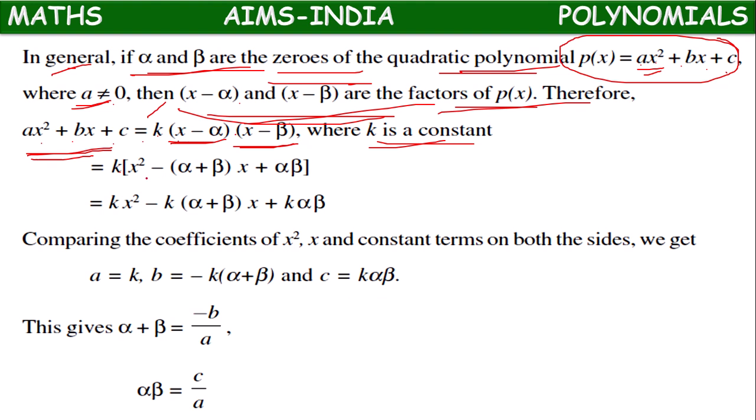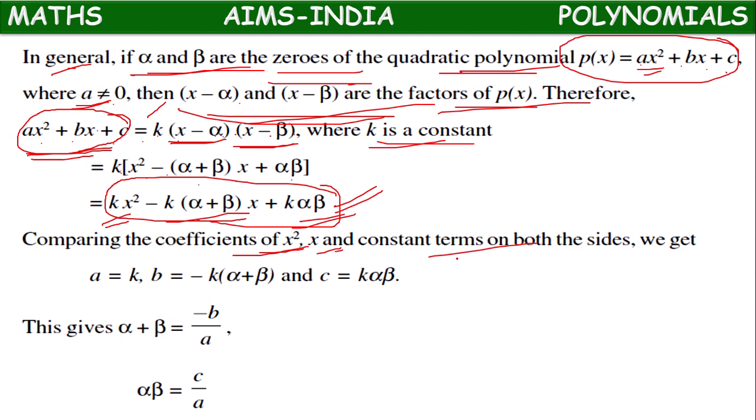k into x² - (alpha + beta)x + alpha beta, or kx² - k(alpha + beta)x + k alpha beta. So if this is the quadratic polynomial, then we can write it in terms of zeros in this form. Comparing the coefficients of x², x and the constant term on both sides, the a value will be k, the b value will be -k(alpha + beta), the c value will be k alpha beta.